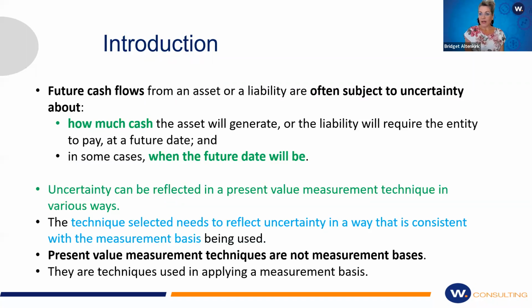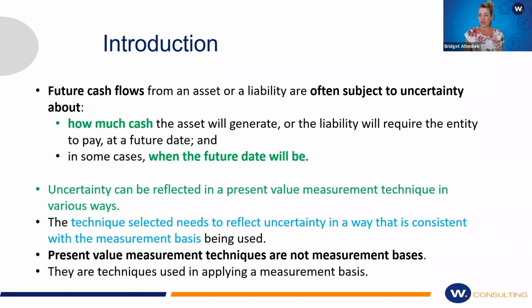So if we're looking at present value techniques, as I said, the inputs involve cash flows where there could be uncertainty with regards to the amount and the timing. So this is where there could be uncertainty as to the amount of cash the asset will generate or that will be required to settle the liability. And in some cases, there could be uncertainty as to when those cash flows need to be made. So uncertainty can be reflected in present value techniques in a variety of ways, which you will see as we go through the slides in today's session.